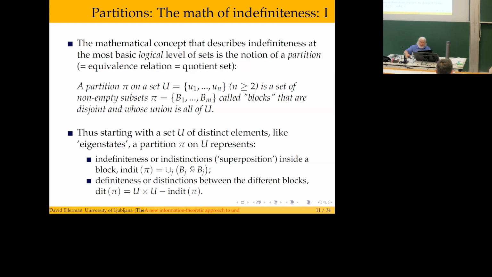The indefiniteness, the indistinctions, is what's inside a block. And that's going to be the skeletal notion of a superposition, I'll explain in a minute: two points that are inside the same block and thus are indefinite, or as if they're blobbed together. At that level, definiteness comes out in the ordered pairs that are in different blocks. The set of indistinctions of a partition is just the equivalence relation. An equivalence relation is a subset of U cross U, and its complement in U cross U is the set of distinctions. In computer science, they call that an apartness relation. So you can represent a partition as this set of blocks, or you can also represent it by its dit set. It's got all the same information there.